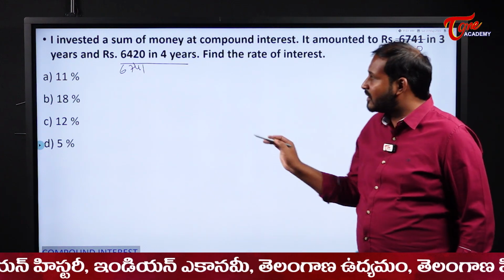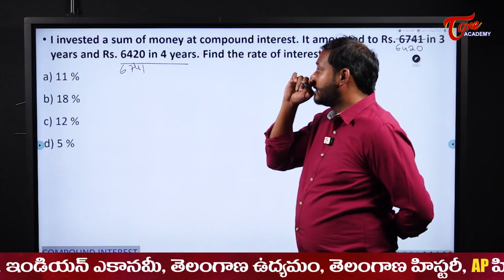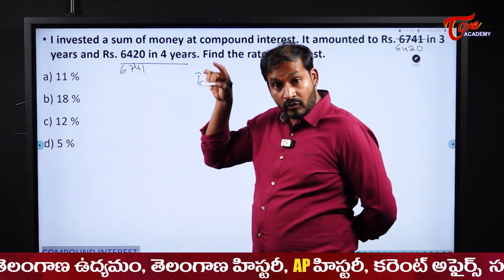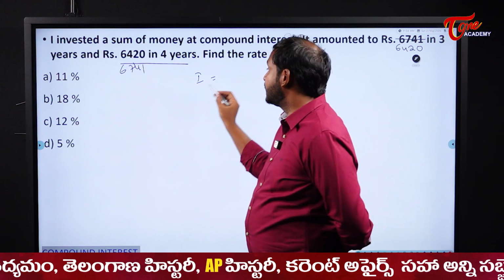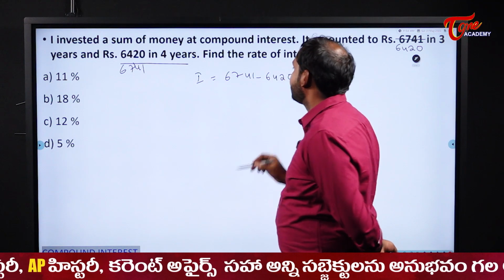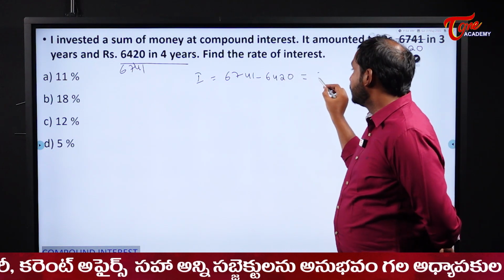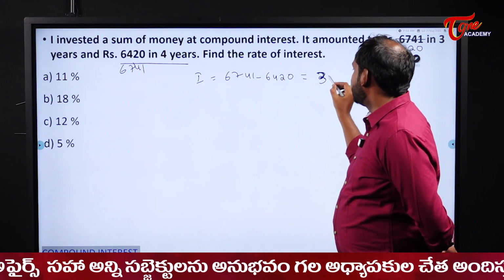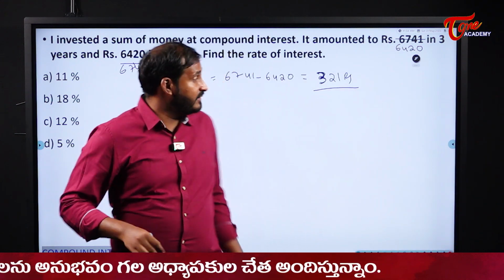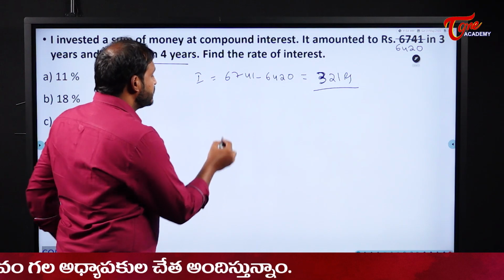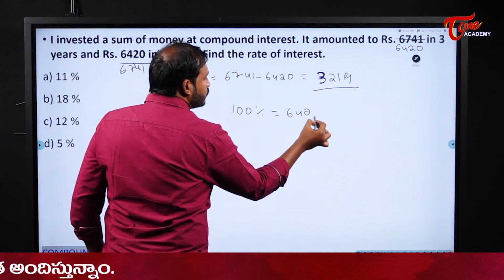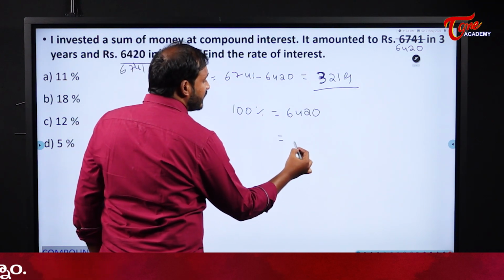Then what is the same logic, right? What is the interest on this 4th year? In the 4th year, what is the interest? 6741 minus 6420. How much interest would end here? 321 rupees. So now my previous 3rd year's amount is how much? 6420. That means 100% is equal to 6420. Then what is 321?